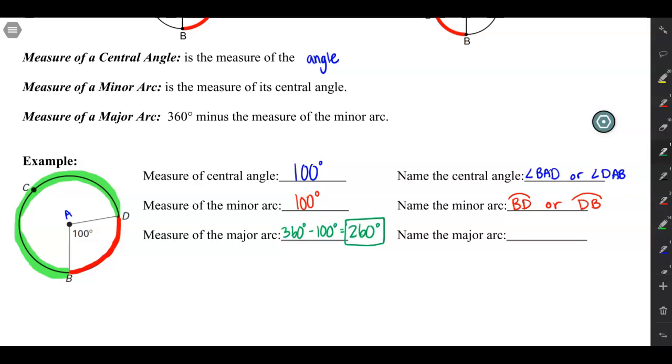When we name the major arc, remember we want to go in order, and we do need to include 3 points. So we could name it as arc BCD, or we could go the other direction and label it as arc DCB. And again, the important thing to remember here is that the C needs to be in the middle because it's in the middle of the arc. The B and the D are the endpoints of the arc, so they need to be at the beginning and the end of the name of the major arc.